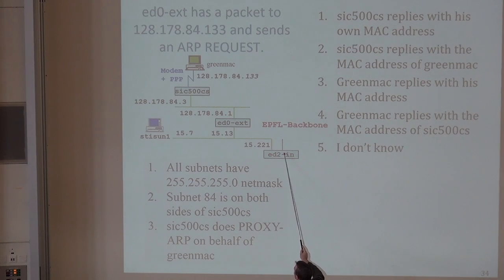If ED0X has a packet to send to me, to Green Mac, he will do an ARP, because by the principle of IP, it is on the same subnet as this interface. So he'll need to find the MAC address of this. What do you think should happen? What should you do for the system to work?